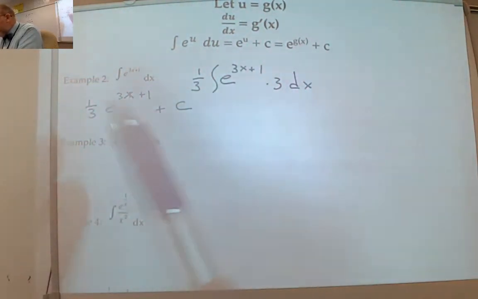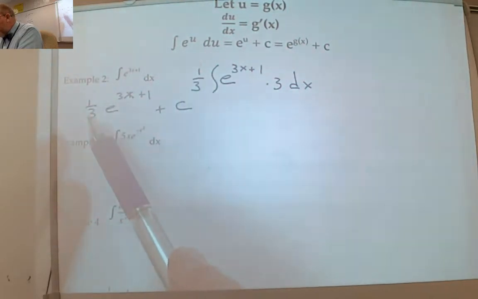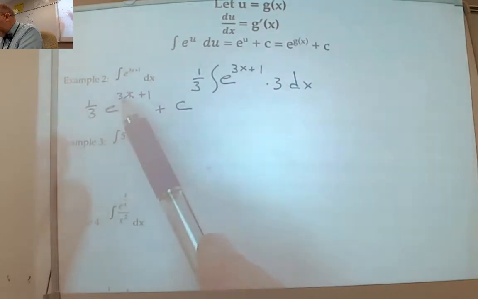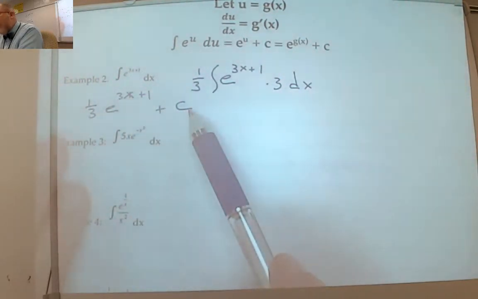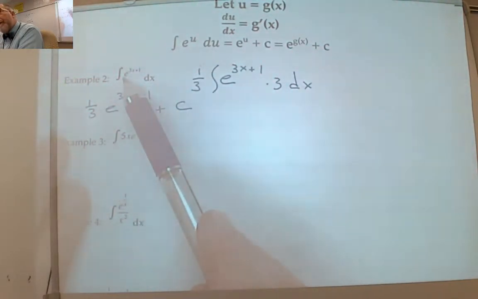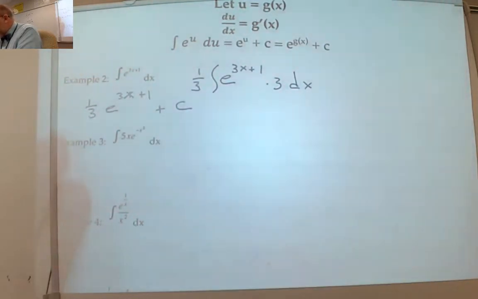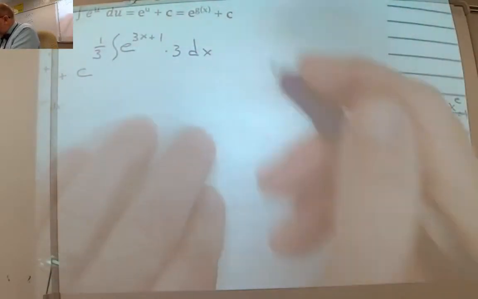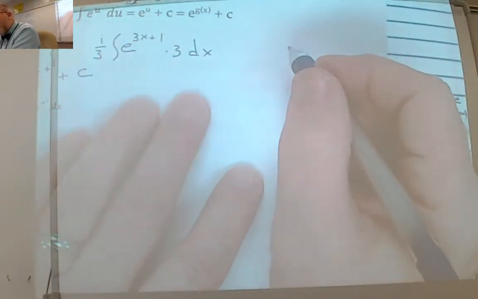Now I can check. 1/3 e to the 3x plus 1. I'm taking the derivative now. 1/3 e to the 3x plus 1 times 3, and that's gone. The 1/3 and the 3 would become the 1 that's in front of here. I'm going to put one like this, Rayanne. Okay, so I'm creating a new one.